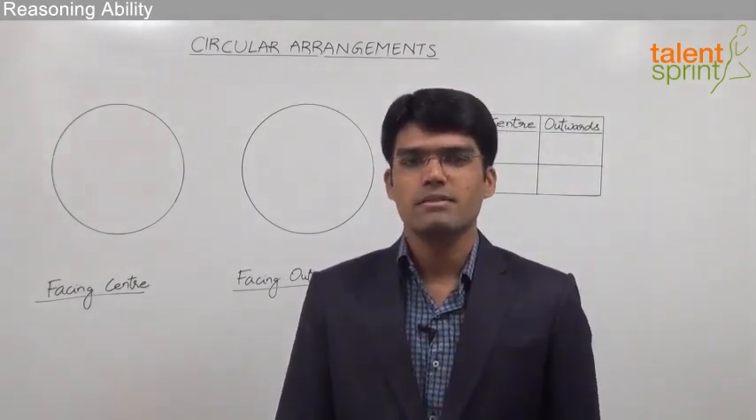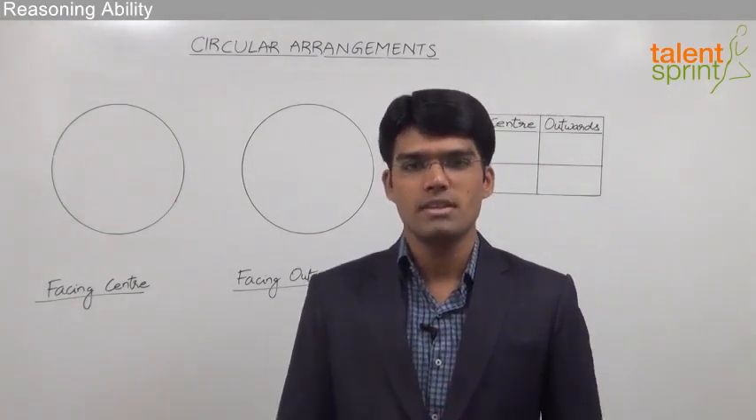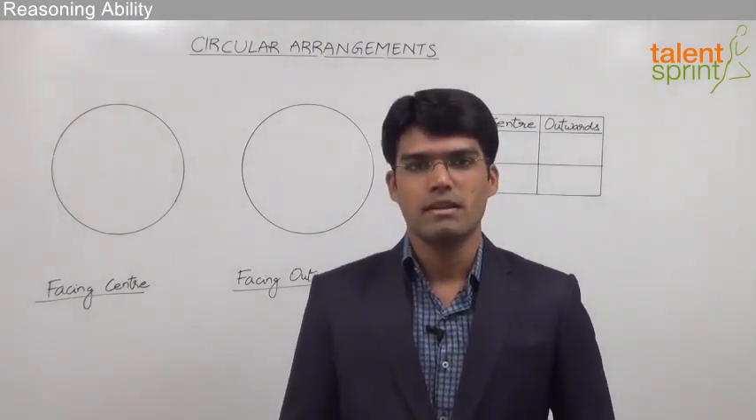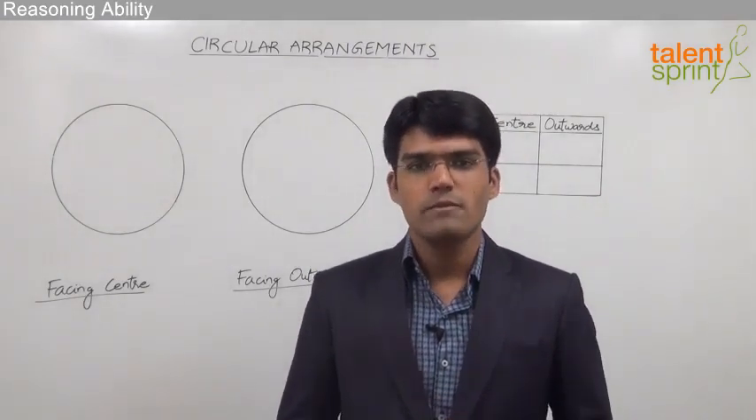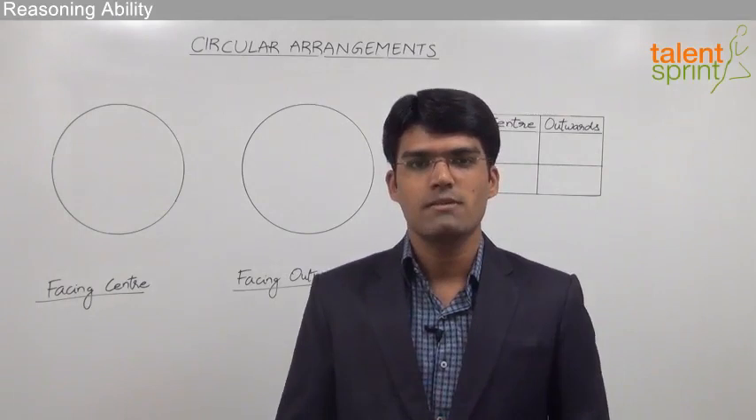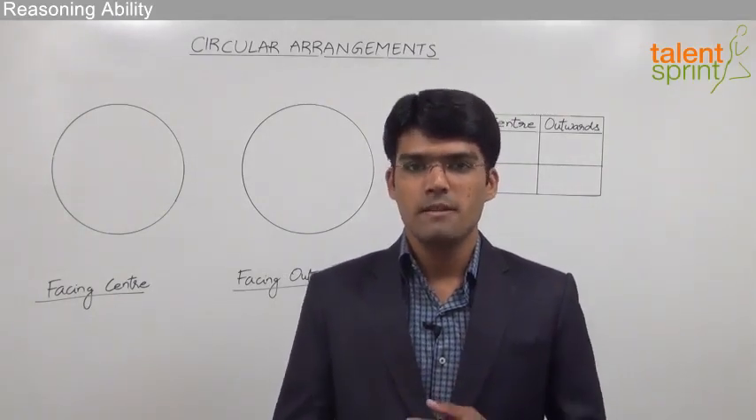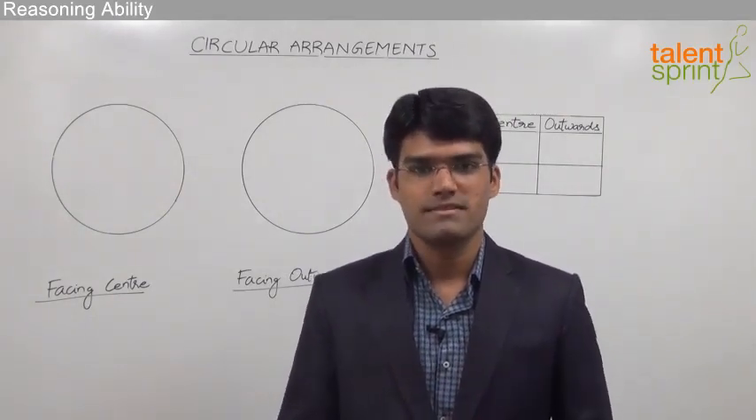In case of simple circular arrangements, we only have to arrange the given persons around the circular table. Whereas in case of complex circular arrangements, we not only have to assign the different persons around the circular table, but also assign different professions to each of these persons.